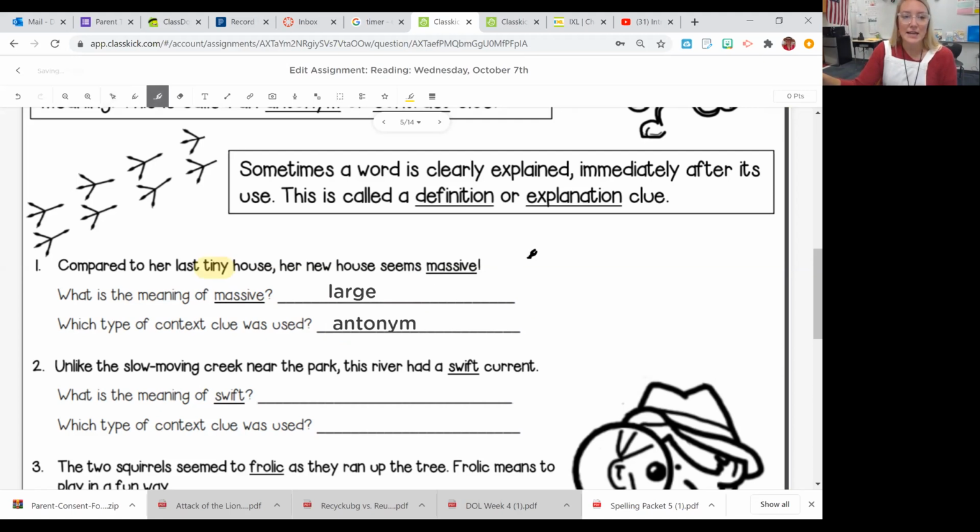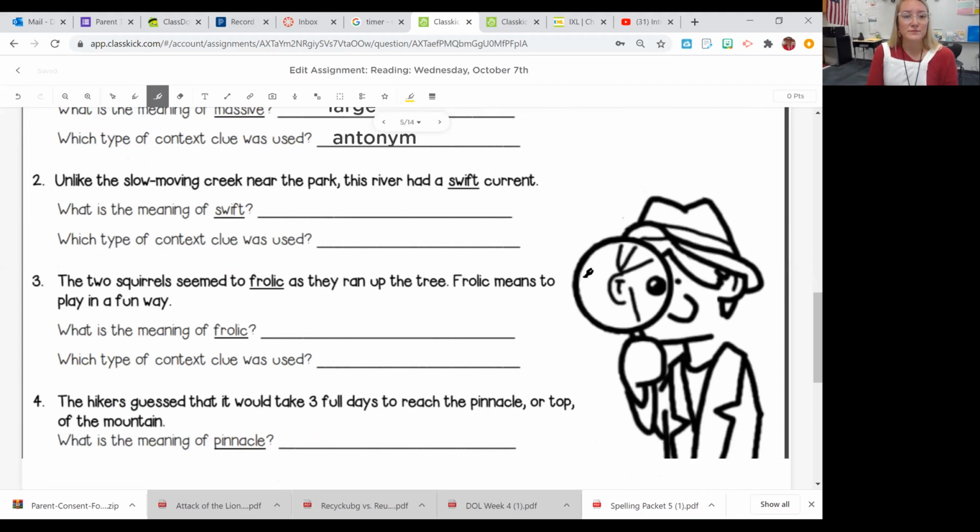My antonym is tiny. Number two, unlike the slow-moving creek near the park, this river had a swift current. So it said unlike. So I'm thinking it might be the opposite. That's actually all I'm going to give you. I'm going to give you that clue and think about what word means the opposite, and you'll write down what context clue you used, either antonym or definition. Highlight your evidence and write the definition on the first line.